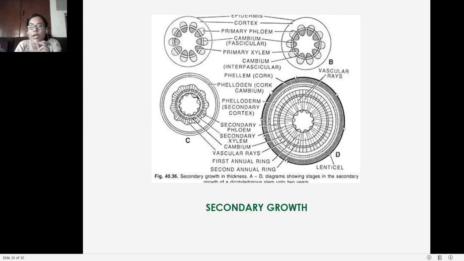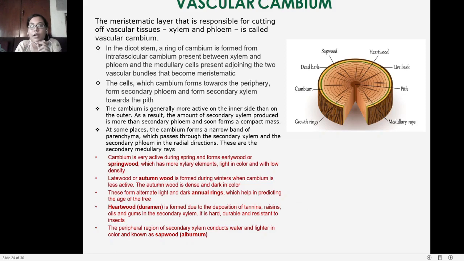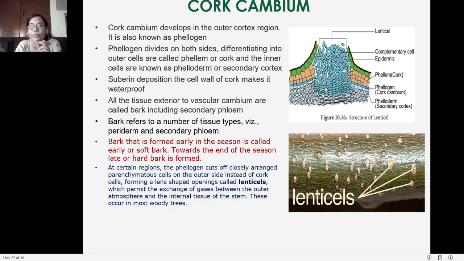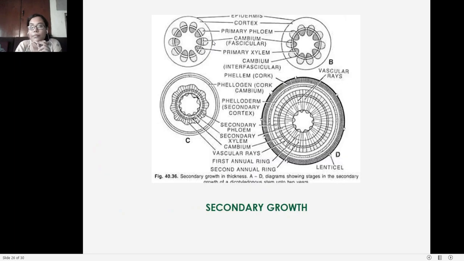Now we have done the first part, that is the vascular cambium part. Now we can go on to the cork cambium part. Cork cambium develops in the outer cortex region, also known as phellogen. As you can see, this outermost ring is the phellogen or cork cambium, which develops at the periphery of a tree.